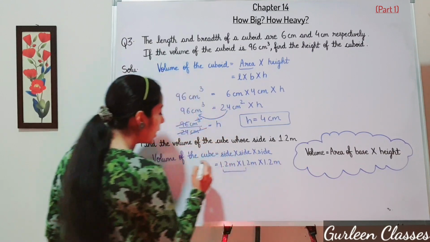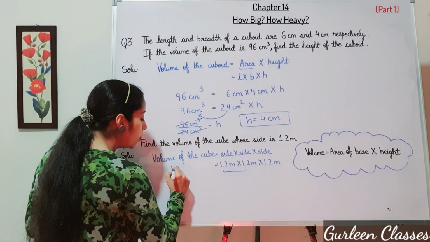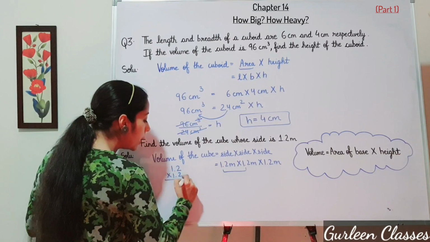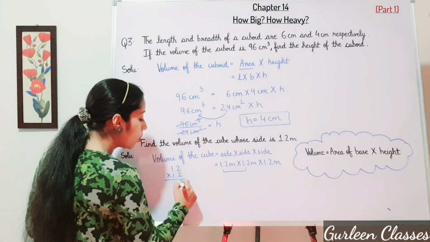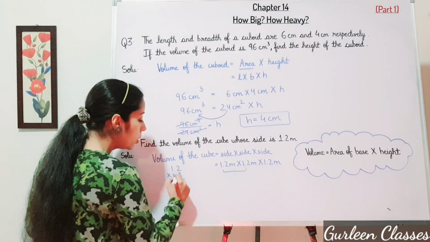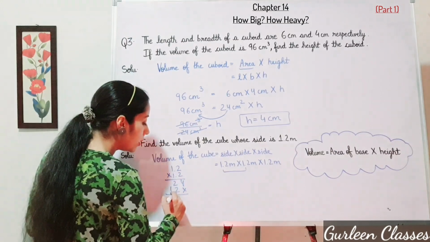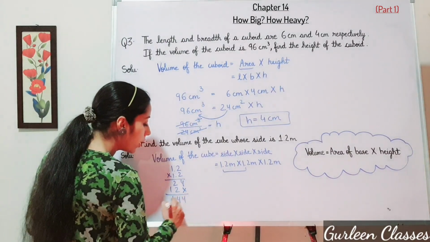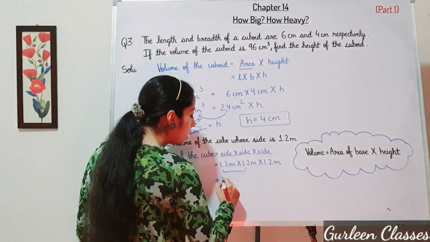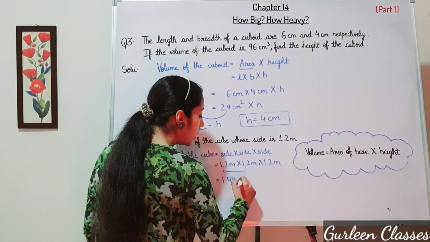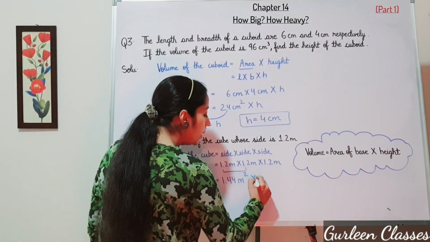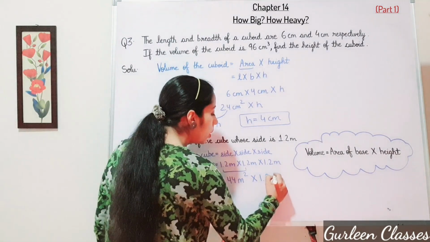So first multiply here 1.2 into 1.2. Ignore the decimal points. 2 twos are 4, 2 ones are 2. 2 ones are 2, 1 ones are 1. So answer is coming 1.44. So write here 1.44 meter square into 1.2 meter.